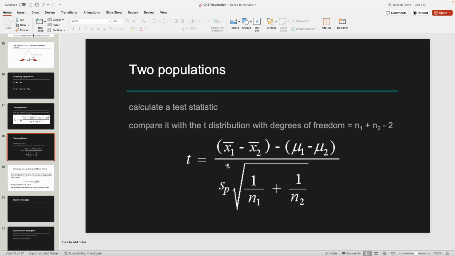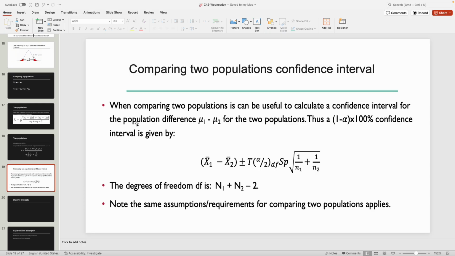And the denominator here is the standard error. The numerator is evidence in favor of the null or the alternative. Let me go to the next slide, but it's also important to note, in this scenario, the degrees of freedom is sample size 1 plus sample size 2 minus 2. Okay.